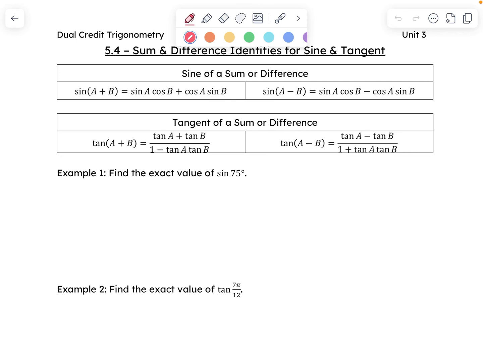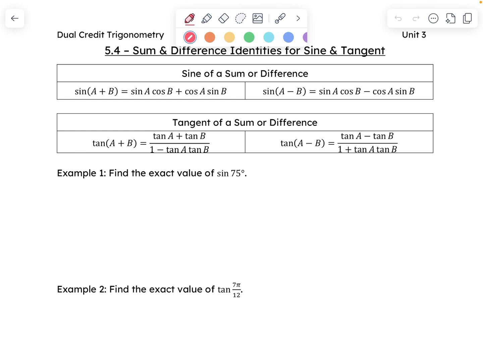Hey guys, today we're looking at 5.4, which is going to talk about the sum and difference identities for sine and tangent. Last time we talked about cosine and kind of reviewed our co-function identities, and now we're going to talk about sine and tangent.